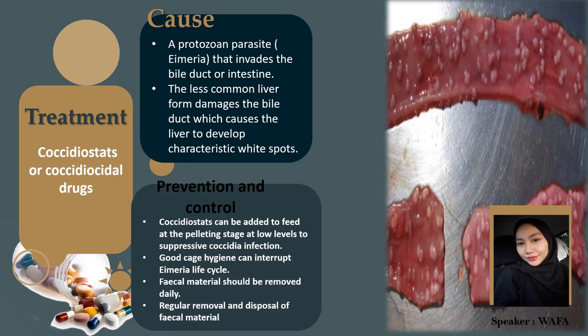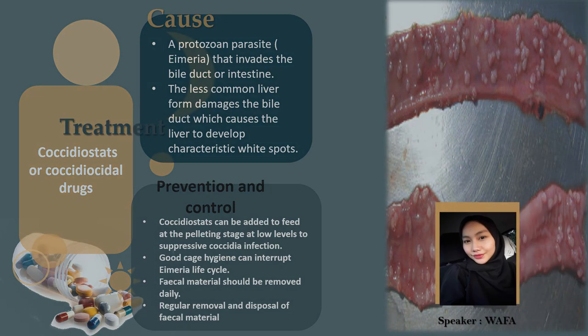Treatment: coccidiostat drugs. Prevention and control: coccidiostat can be added to feed at the weaning stage at low levels to suppress coccidia infection. Good cage hygiene can interrupt the Eimeria life cycle. Fecal material should be removed daily. Regular removal and disposal of fecal material.